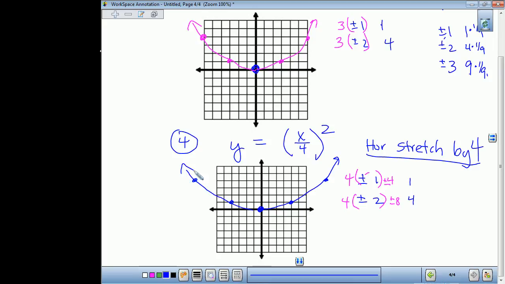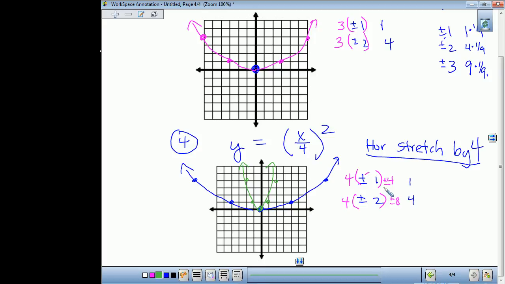If I drew in the parent graph, y equals x squared, I'm going to do it in green right here. Does it look like it's been pulled horizontally, stretched out this way? That's why we call it a horizontal stretch, because if I can grab hold of the ends and pull them out, it gets me that new function. It's a horizontal stretch. We get it? All right.